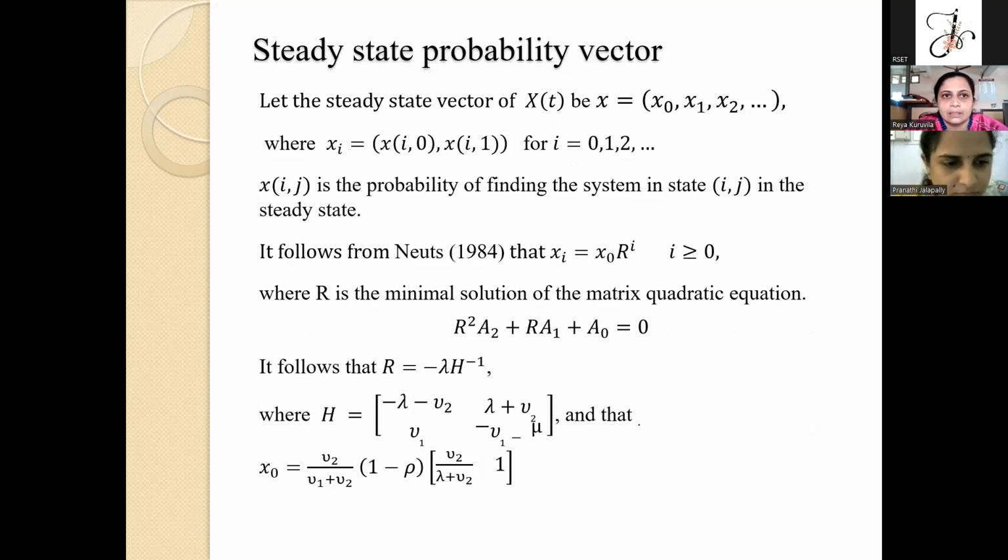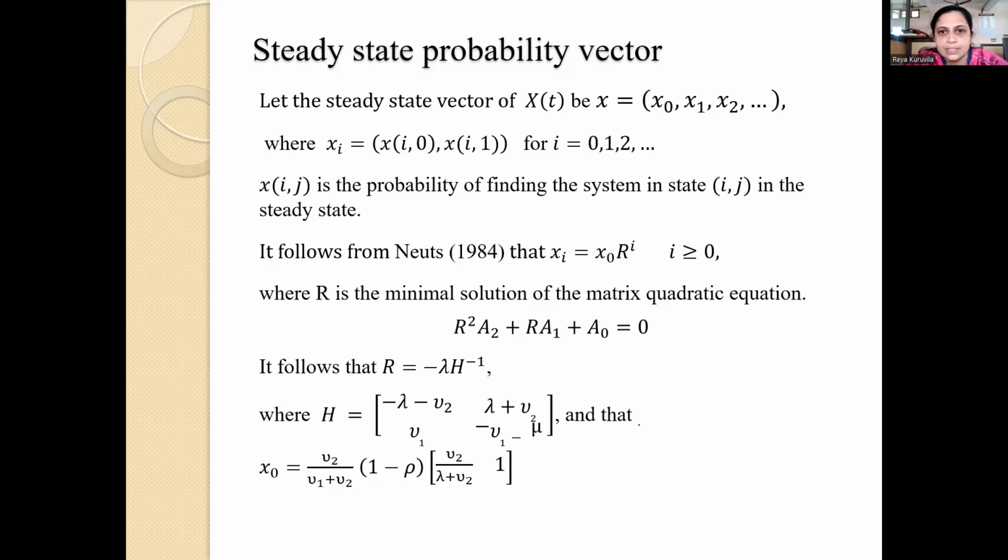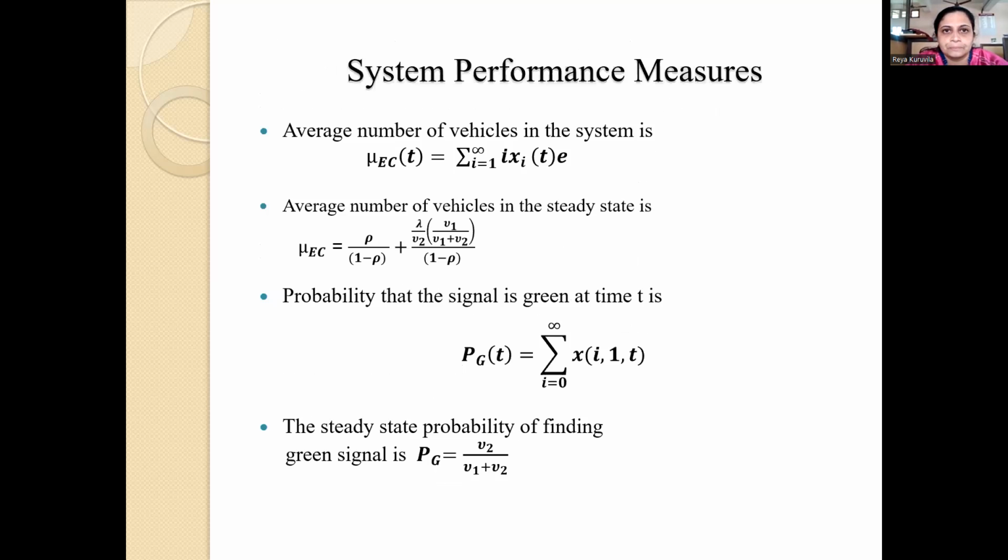Steady state probability vector. Let the steady state vector of X of t be x equal to x0, x1, x2, etc., where xi equal to xi0, xi1 for i equal to 0, 1, 2, etc. Xij is the probability of finding the system in state (i, j) in the steady state. It follows from Neuts that xi equal to x0 R raised to i, for i greater than or equal to 0, where R is the solution of the matrix quadratic equation R squared A2 plus R A1 plus A0 equal to 0, and x0 is given by nu2 by nu1 plus nu2, times 1 minus rho, times the matrix (nu2 by lambda plus nu2, 1).